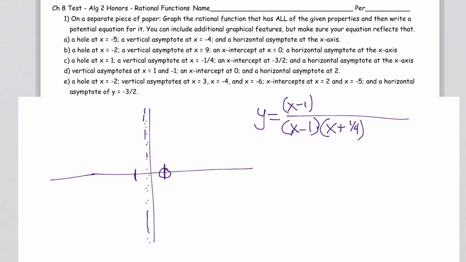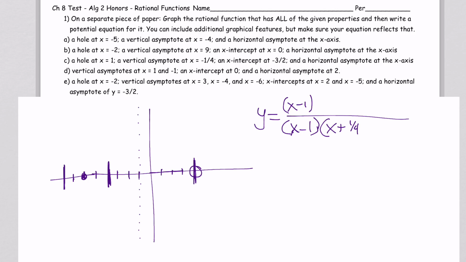Next, we're told we have an x-intercept at negative 3/2. So I'm going to do a little redrawing real quick. Alright, so doing this a little more to scale, each of those big tick marks is now 1, each little one is 1/4. So I've got my vertical asymptote at negative 1/4. I got my hole at positive 1. I can show my other tick marks if I want to. And then I need an x-intercept at negative 3/2, so negative 1.5, so that's going to put me right here.